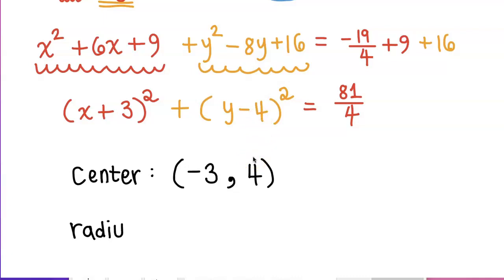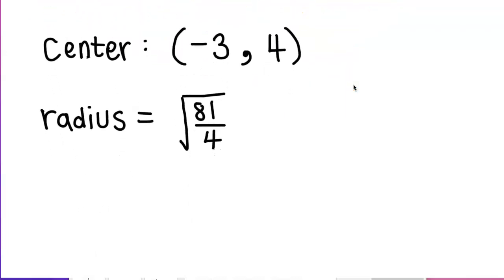The radius is going to be the square root of the right-hand side. So look at what I do. I'm going to take the square root of 81 over 4. I almost didn't like this fraction, but when we look closely, this is a very nice fraction to be under a square root because both 81 and 4 are perfect squares. Let's take the square root of both 81 and 4 to get this fraction out of the square root. So the square root of 81 is 9 and the square root of 4 is 2.